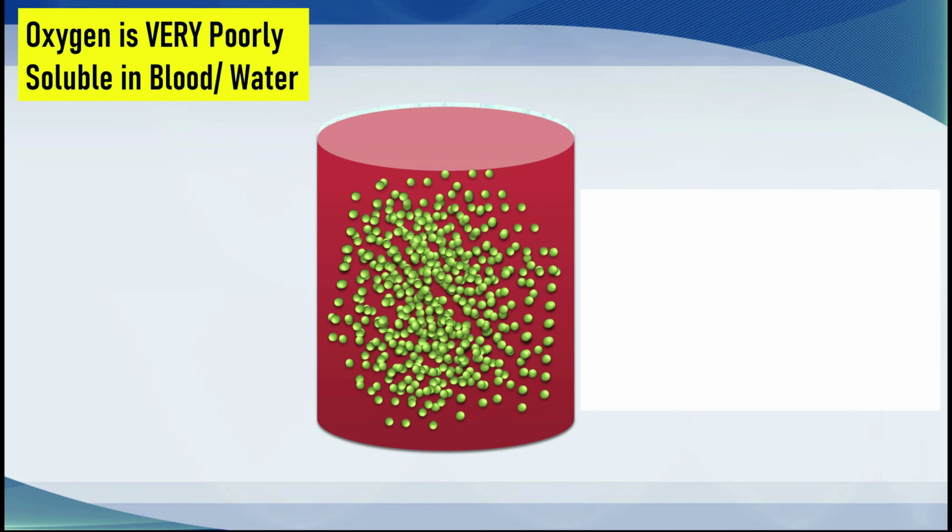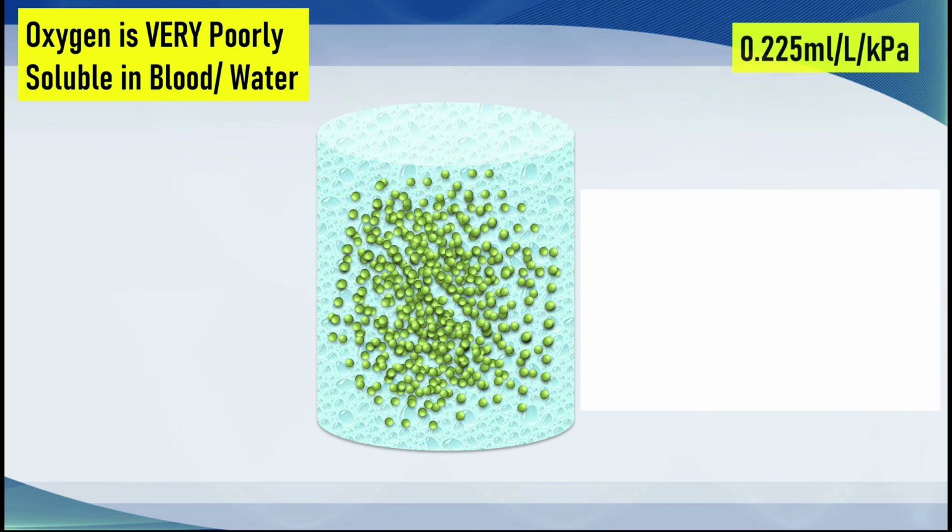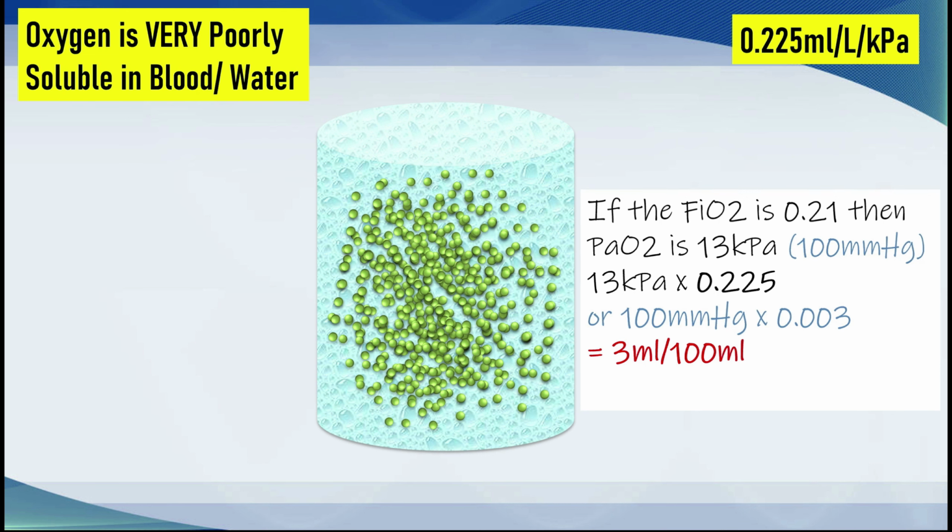Oxygen is very poorly soluble in blood and water. The solubility coefficient for oxygen at body temperature is 0.225 mils per litre per kilopascal. Now, when you're doing a blood gas, the sample is put in a blood gas machine and the partial pressure of gas leaving that blood is measured. Of course, that partial pressure reflects Henry's law. So if the FiO2 is 0.21 or 21%, then the PaO2 is expected to be 13 kilopascals.